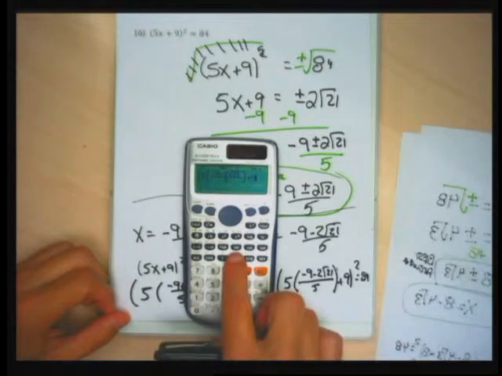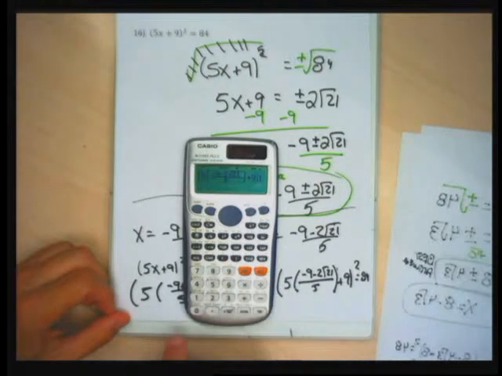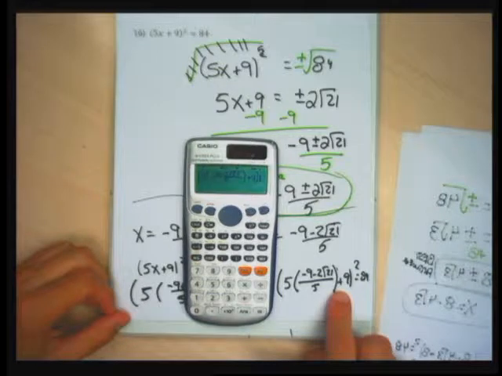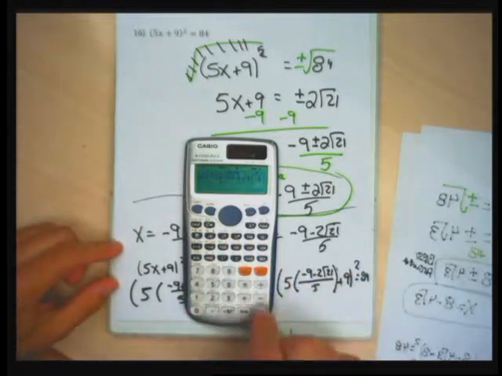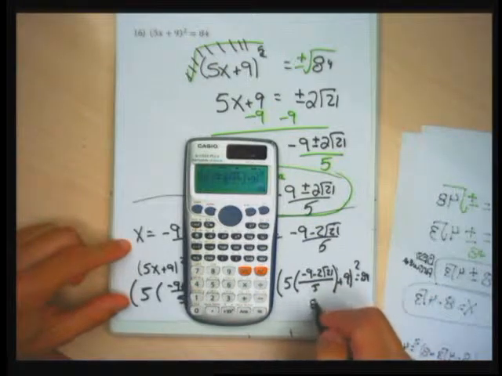So plus 9, close the parentheses. I have everything but the square. As soon as I hit the square, you're not going to see this 5 anymore. Square, equals, and it reduces to 84, equal to 84.